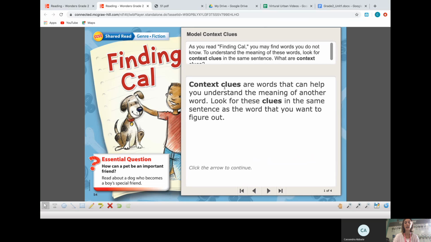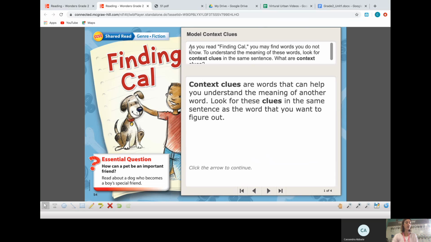Oh, that moved it. I was trying to highlight it. Excuse me. By looking for those clues that tells us what that word means. I hope you have a piece of paper and pencil in front of you because you're going to need it for today's class.